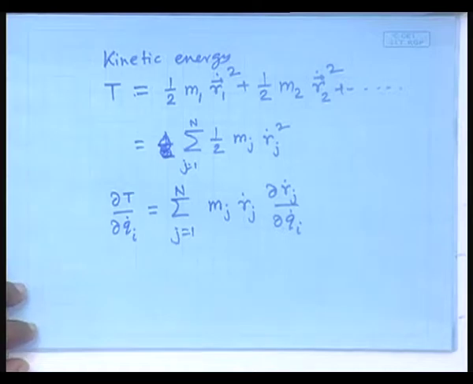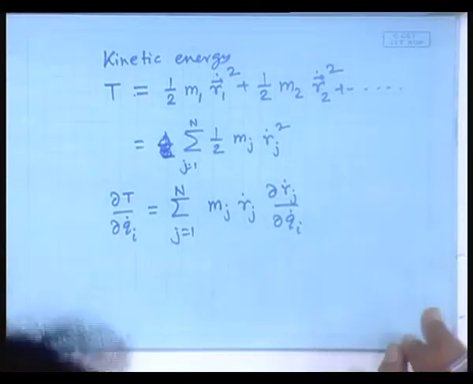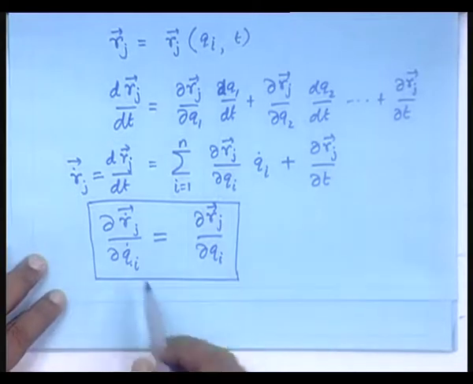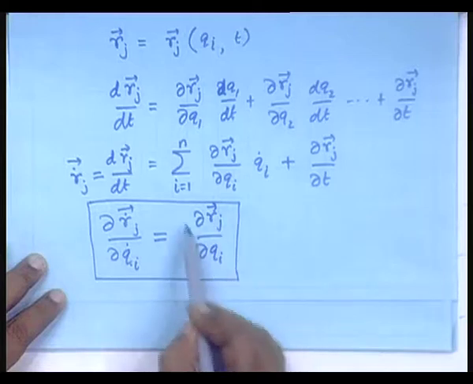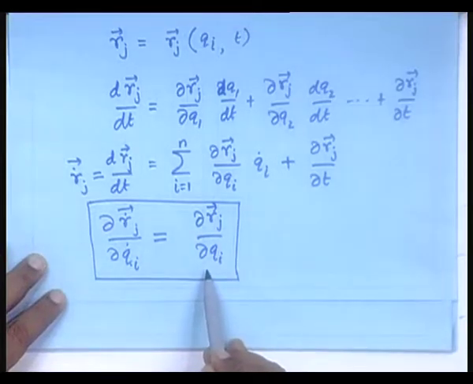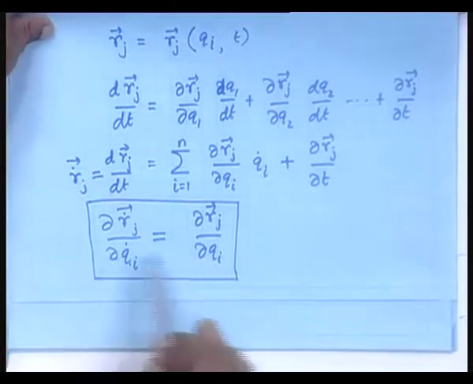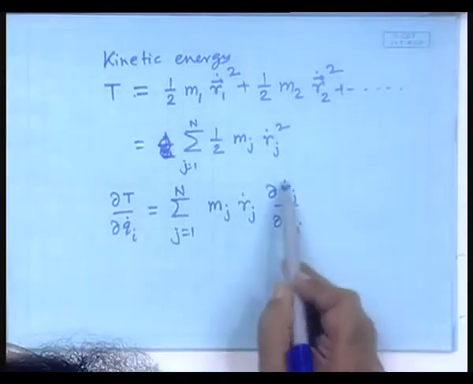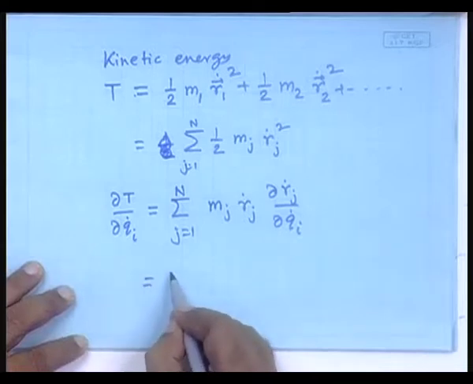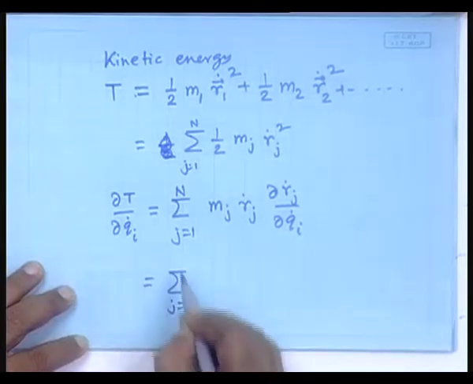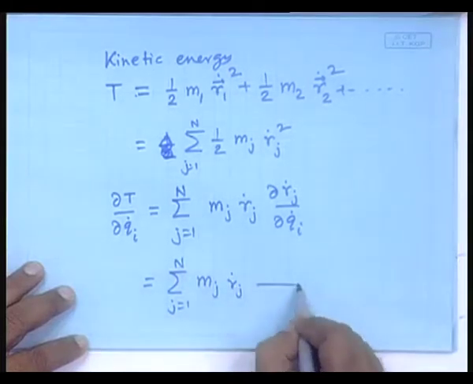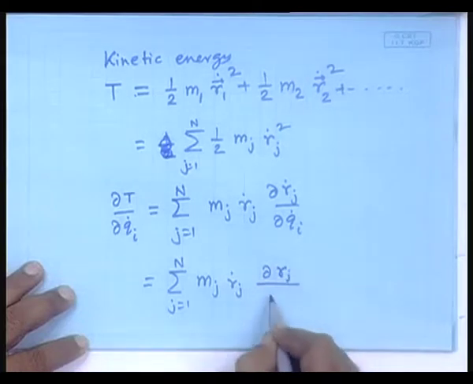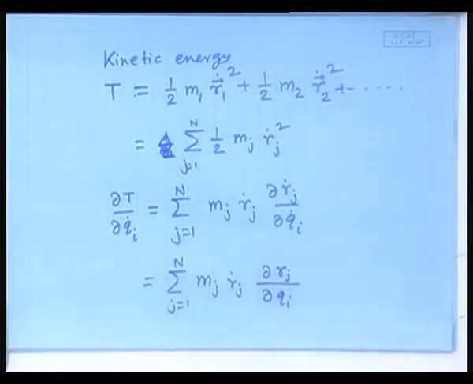Now, where did I keep the expressions? Here. See, we have already obtained that the derivative of the velocities would be equal to the derivative of the coordinates. We had already done this. We had kept it for future reference. That is where we will use it. This term is then equal to m j r dot j, but now we do not need to write the velocities, just the positions.